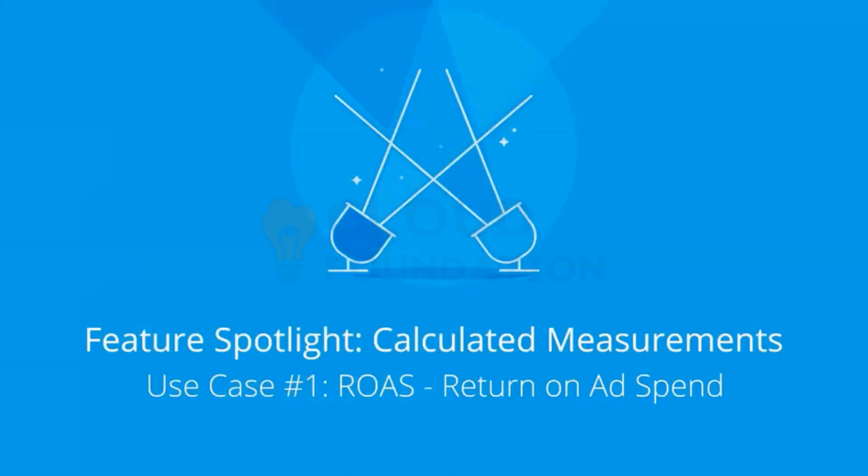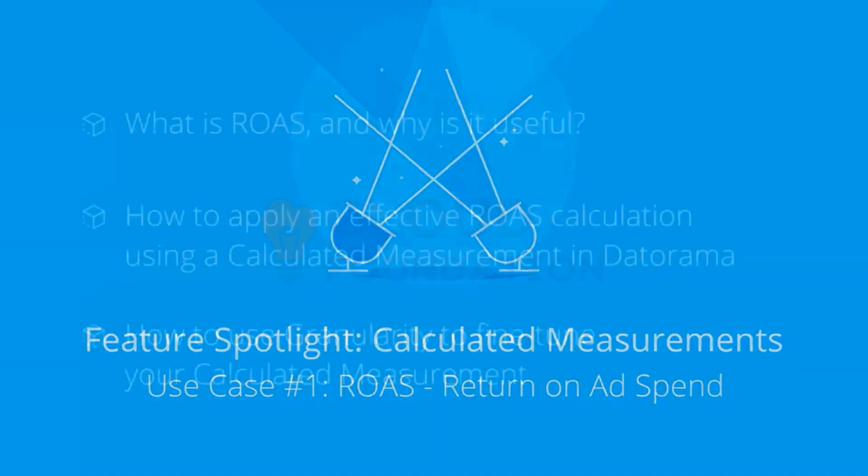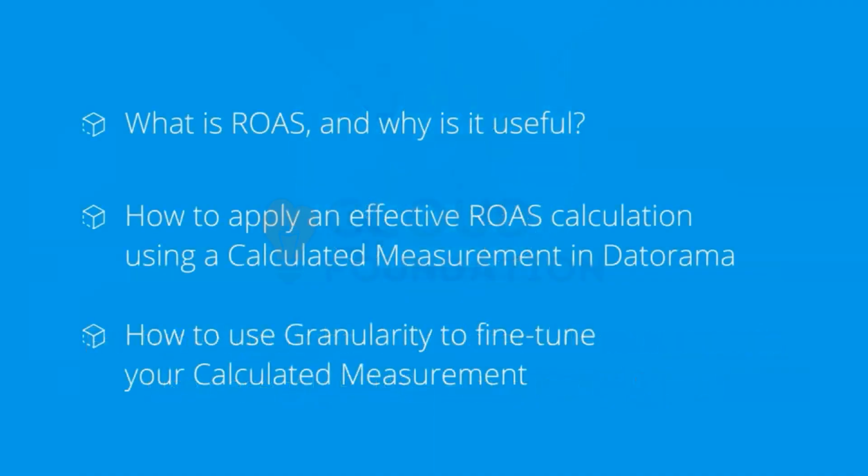So what we mean by that, let's check by seeing some examples. So use case 1 is return on ad spend that I was talking about earlier, and let's see how we do the return on ad spend.